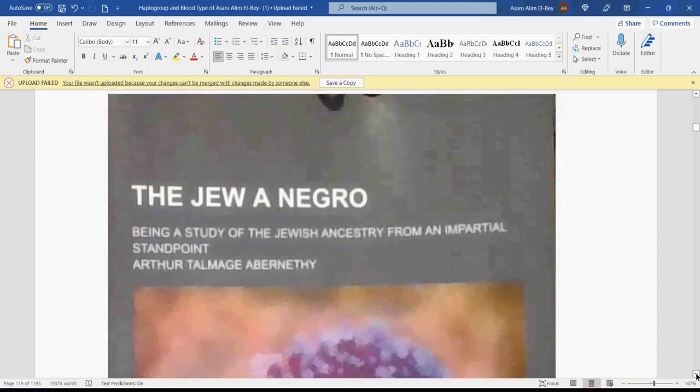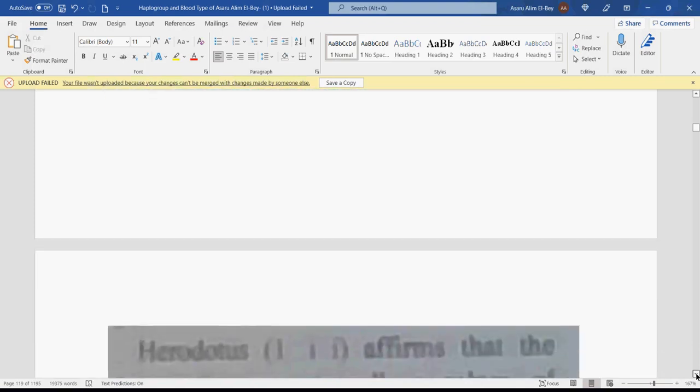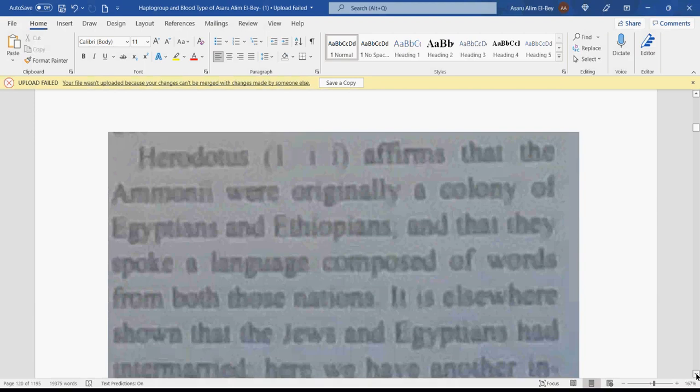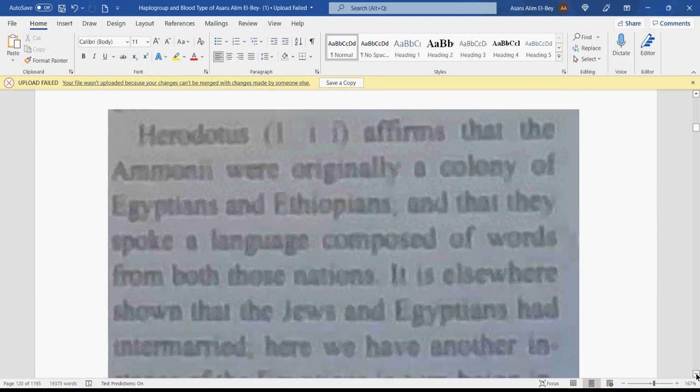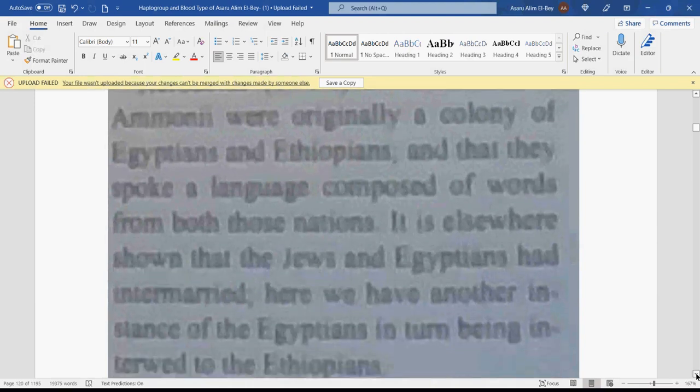So get the book, A Jew, A Negro. I spoke about this book before, being a study of the Jewish ancestry from an impartial standpoint, author Talmadge Abernathy. In the book it says, Herodotus affirms that the Amani, who were originally a colony of the Egyptians and Ethiopians, spoke a language composed of words from both those nations. It is elsewhere shown that the Jews and Egyptians had intermarried. So this is what we was talking about, that the Jews and the Egyptians had intermarried.